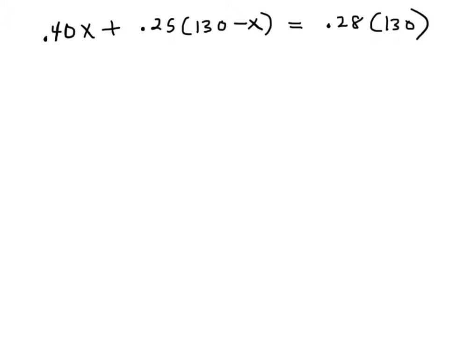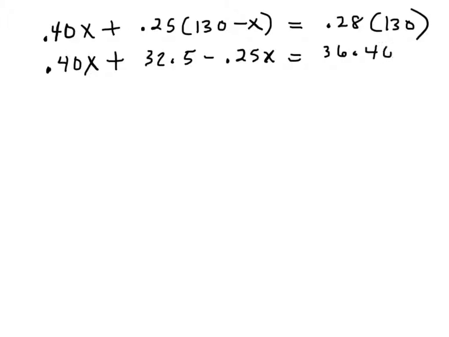Solving this equation, the first thing I'm going to do is distribute the 25% through. So I have 0.40x plus 25% times 130 is 32.5. And then 25% times minus x will be minus 0.25x, just distributing there. And 28% times 130 is 36.4. The next thing I'm going to do is combine like terms. So 0.40x minus 0.25x will give me 0.15x plus 32.5 is equal to 36.4.